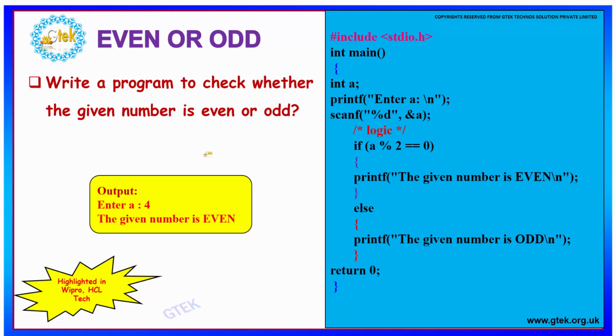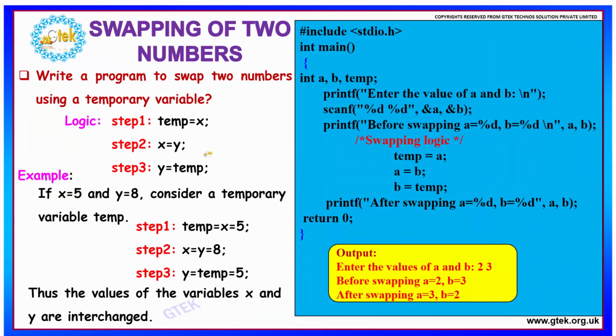Let us see our next interesting program. We have to write a program to swap two numbers, and this is done using a temporary variable over here. So our logic behind writing this program is that you have a temporary variable to which you are assigning the value of x. So the value of x is assigned to temp, and you are assigning the value of y to the variable x.